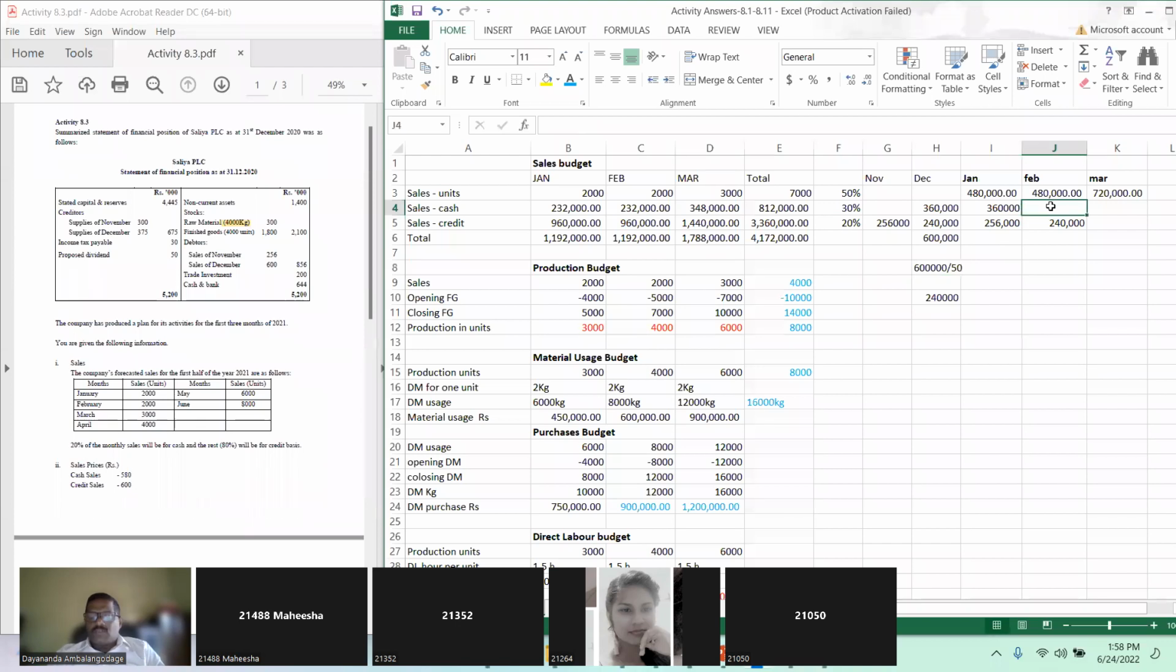And here in February, of course, you will get 30% from this particular 960, no? 30% from 960. And here also you will receive 30% from the February sales. Okay.